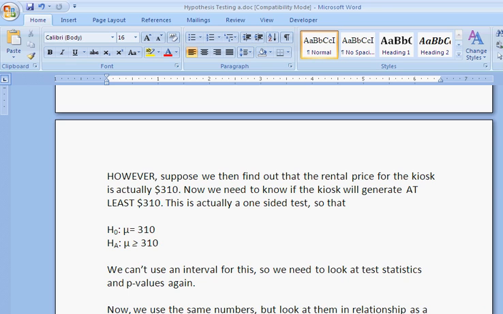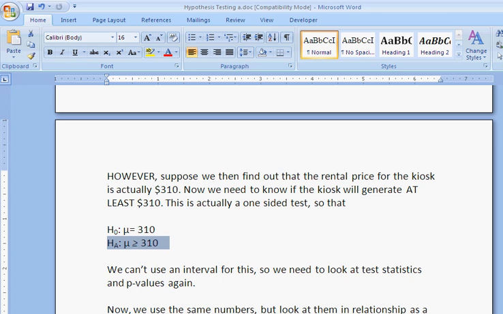Now, what happens if we find out that the rental price for the kiosk is actually $310? Now we need to know if the kiosk will generate at least $310, because if it generates less than $310, we won't be making any money. As a matter of fact, we'll be losing money. So now we're going to do a one-sided test. A one-sided test gives us a different format for the alternative hypothesis. My alternative hypothesis will have greater than or equal to 310, because that's what we care about.